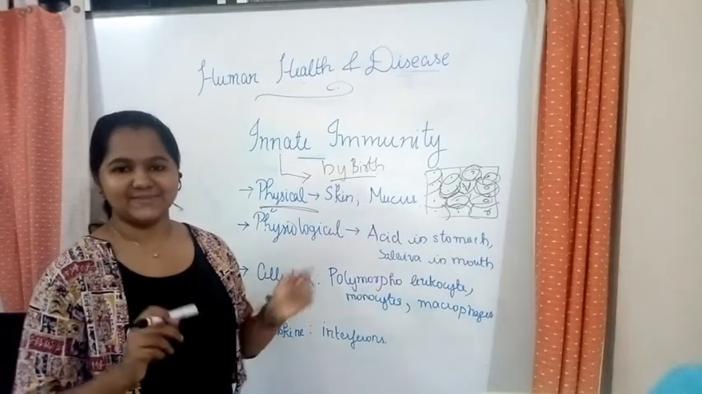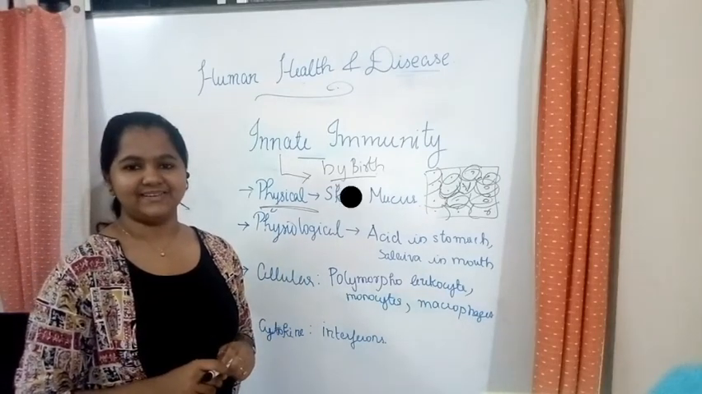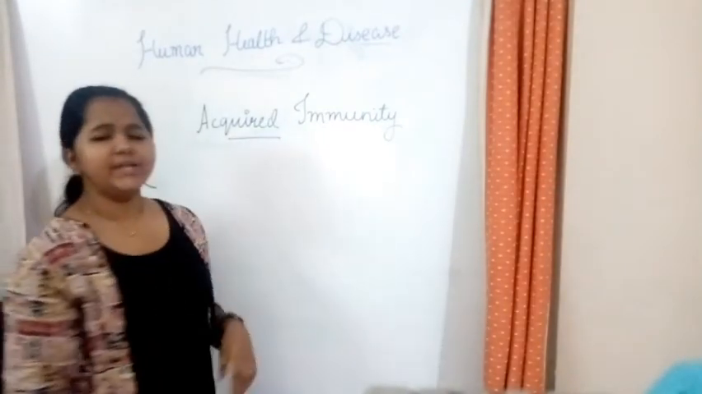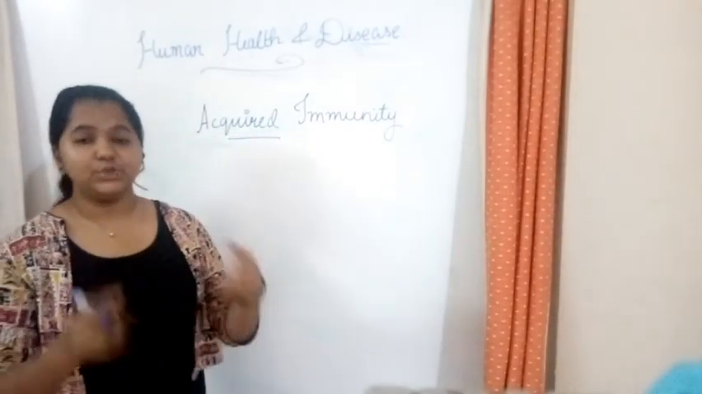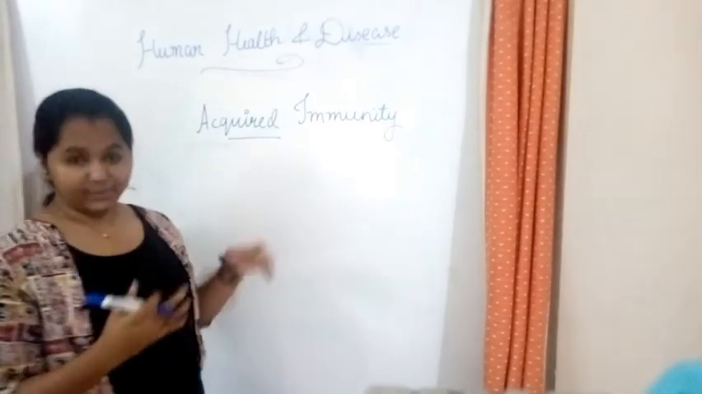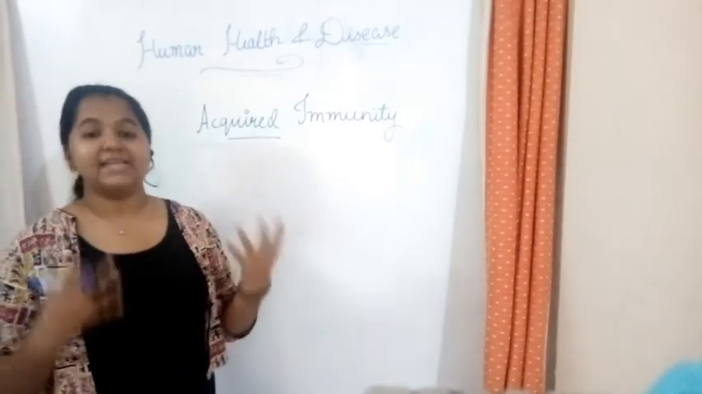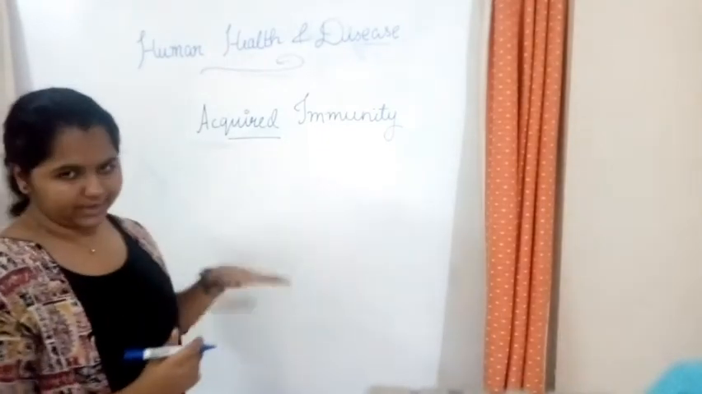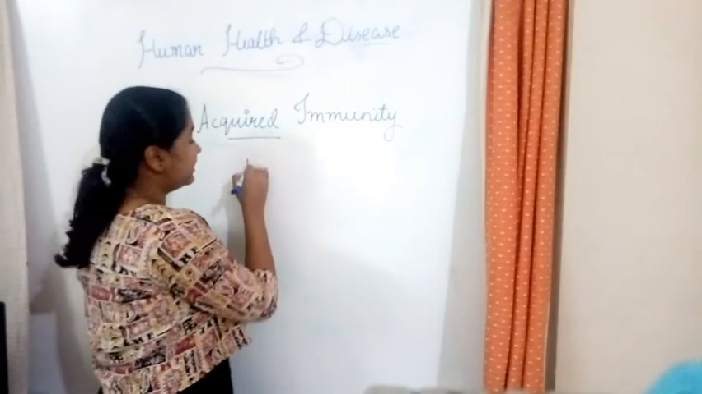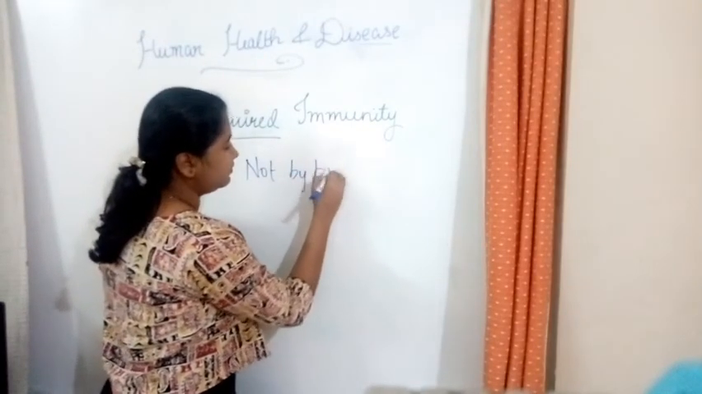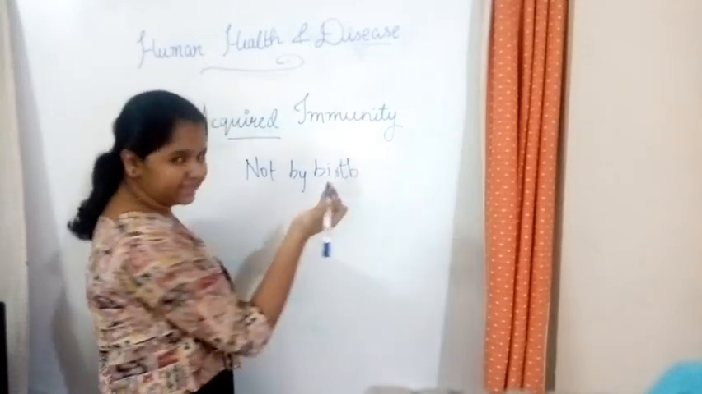Let's see the next one, acquired immunity. What does the word acquire mean? To gain. This is not an immunity that you have by birth. It is something that you gain during your lifetime. So that is acquired immunity. The first point is, it is not by birth, it is acquired.